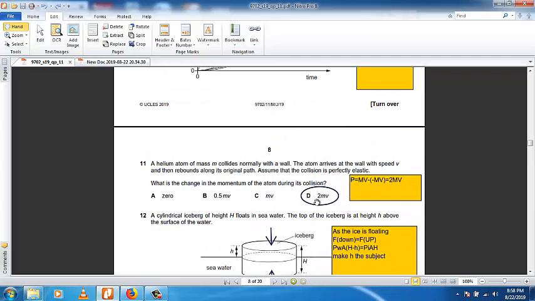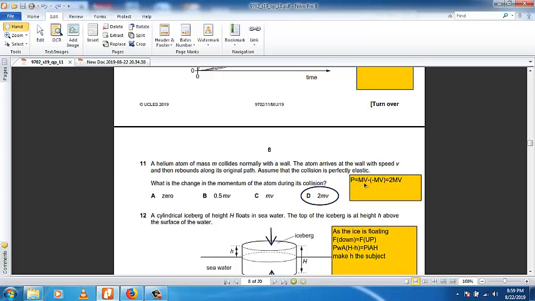Question number 11 says that a helium atom of mass m collides normally with a wall. The atom arrives at the wall with speed v and then rebounds along its path. Assume that the collision is perfectly elastic. What is the change in momentum of the atom during its collision? That's a question being asked again and again in the past papers. So we have to find the change in momentum of the atom.